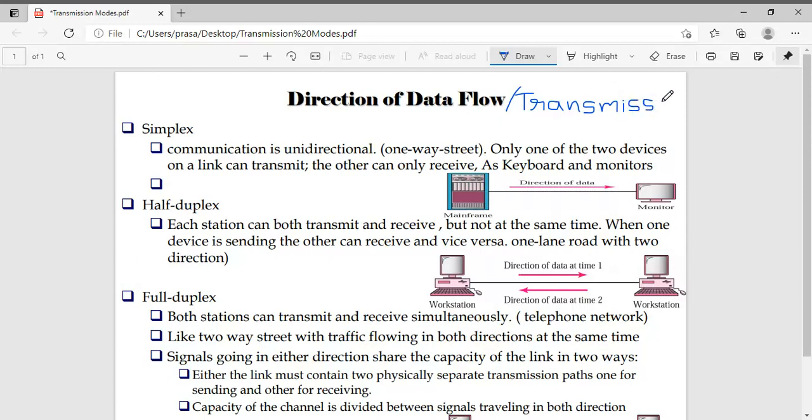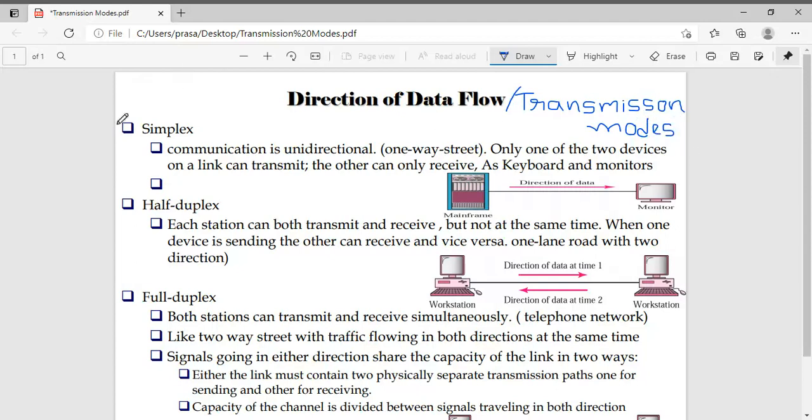Why we are transmitting the data, that is not the question in the case of the transmission mode. It tells about how the data is going to be transferred, the various modes of transmission which are meant for transmitting the data.